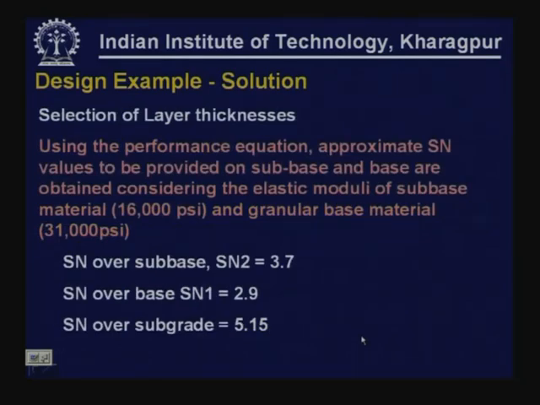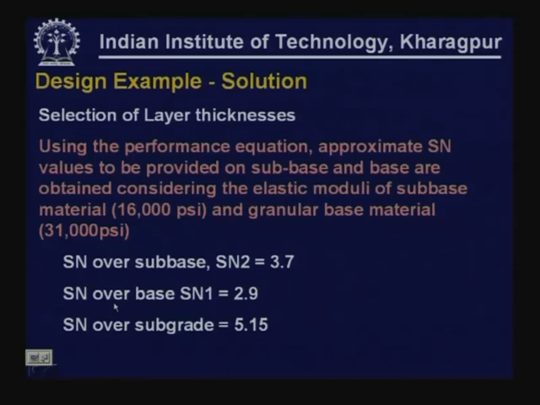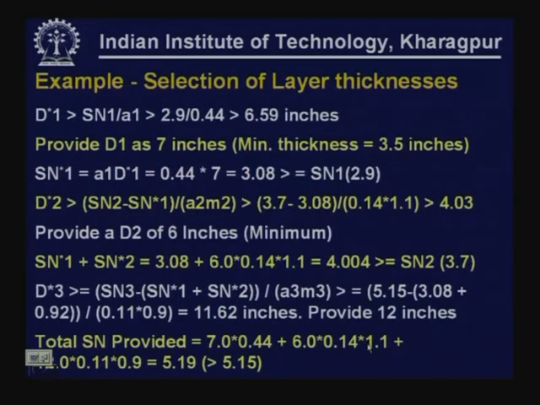The structural number corresponding to each individual layer can also be selected by using the appropriate modulus values for each layer. Subgrade we already have done, the structural number required is 5.15. By selecting the modulus value for sub base, putting that in the equation, we can get the structural number required, that is 3.7. Similarly, by putting the modulus value of granular base in the equation, we can get the structural number of 2.9 as indicated here. So this is how we can work out, as we explained in the procedure in the previous slide, individual layer thicknesses.